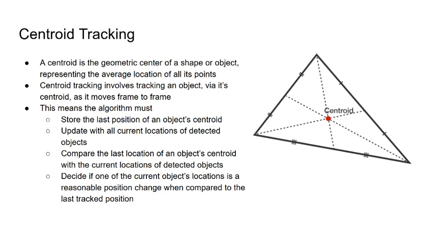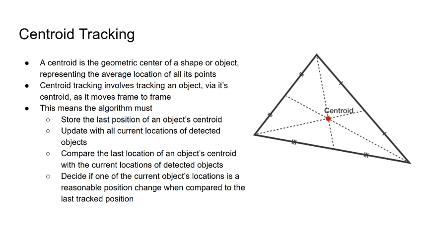That means our algorithm must store the last position of the object's centroid. We're considering a single target tracking algorithm right now. It must know where the object was last. Say I have all of these 20 objects up here and I know their current locations. Update the algorithm with that, compare where the last known location of the target was versus all the locations you just computed, and then decide if one of those is a reasonable match.